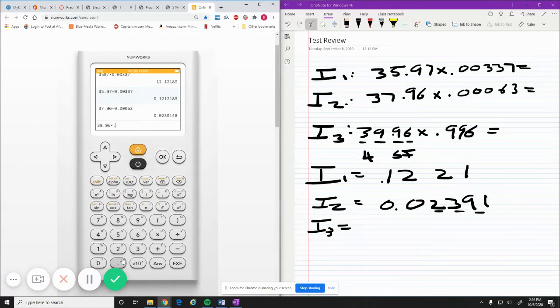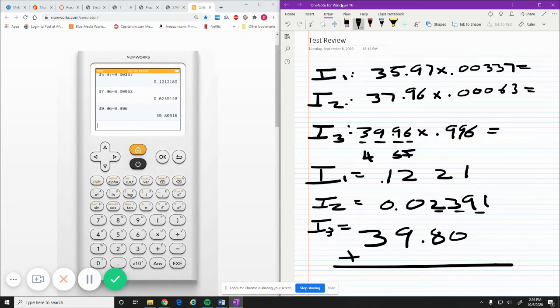And then my last one, which is 39.96 multiplied by 0.996 is going to give me 39.80016. I need 4 sig figs, so that's 1, 2, 3, 4. This doesn't affect the rounding, so I'll stop right there. All I have to do now is just add it up. So let's add it up. 39 point, let's start this again, okay?